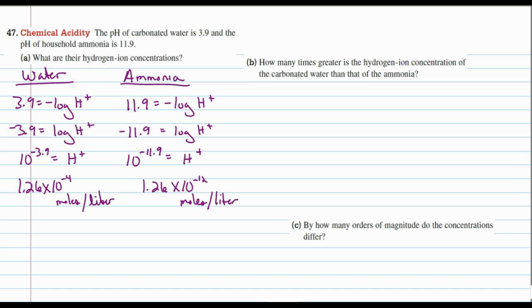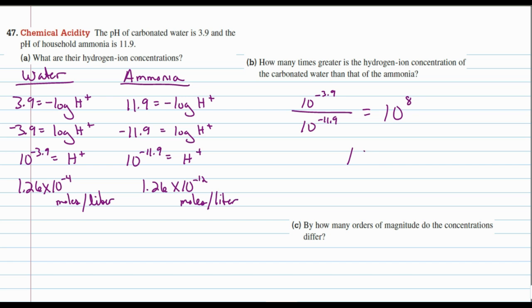How many times greater is the hydrogen ion concentration of the carbonated water than that of the ammonia? So I'm going to put 10 to the -3.9 over 10 to the -11.9, which is therefore 10 to the -3.9 minus -11.9. When I'm dividing by the same base, I subtract the exponents. So that would be 10 to the 8th.